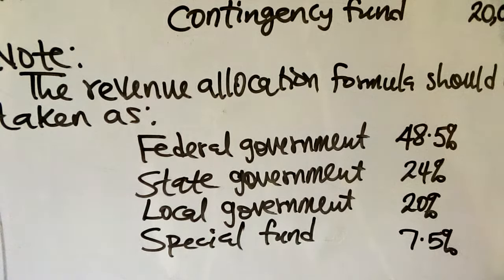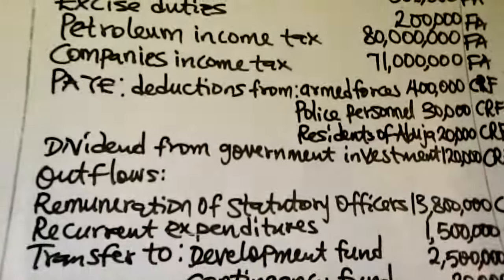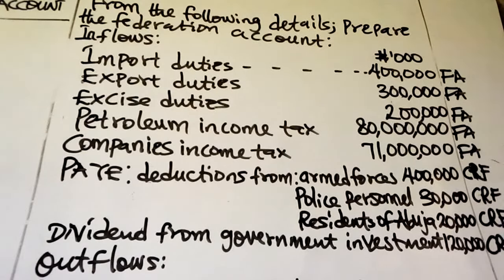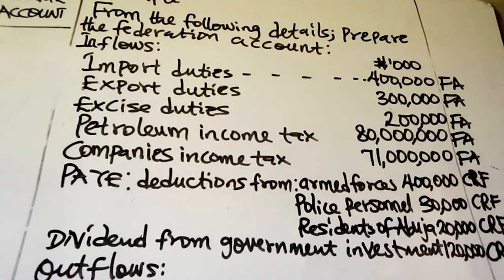So now we have identified the items that will go into the Federation account and those that will not. You may copy out the import duties, the export duties, the excise duties, the petroleum income tax, and the company's income tax. Those are the revenue we have identified to go into the Federation account in this question.